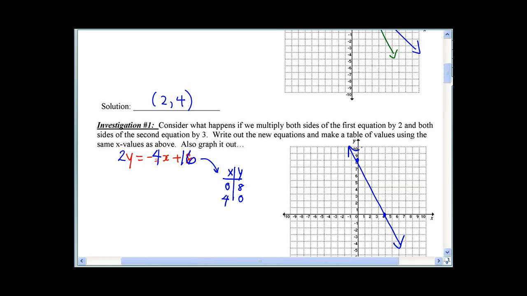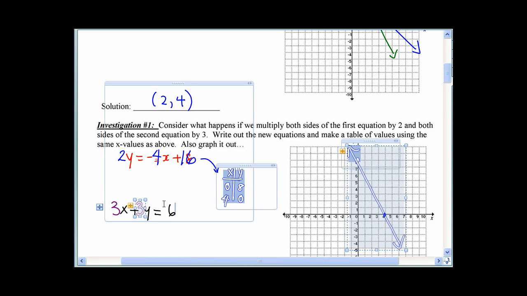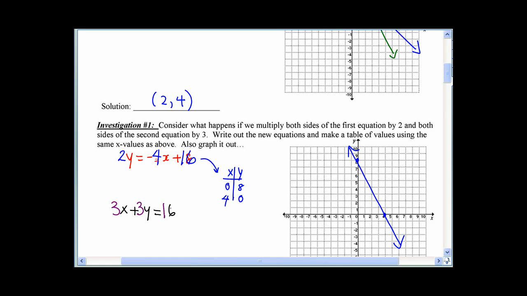Then we're going to do the same thing to the second equation, but this time multiply it by 3. Our second equation is x plus y equals 6. Multiply everything by 3, so 3x, 3y, 3 times 6, which is of course just 18. Graph that out. When x is 0, y is 6. When y is 0, x is 6.